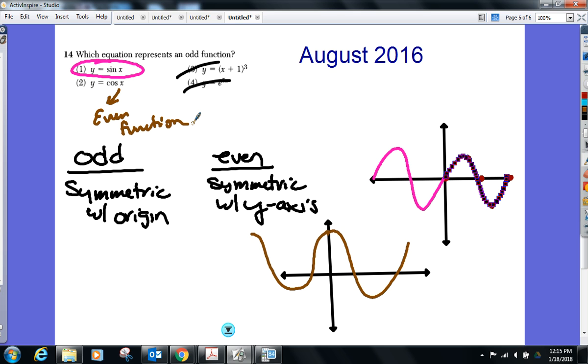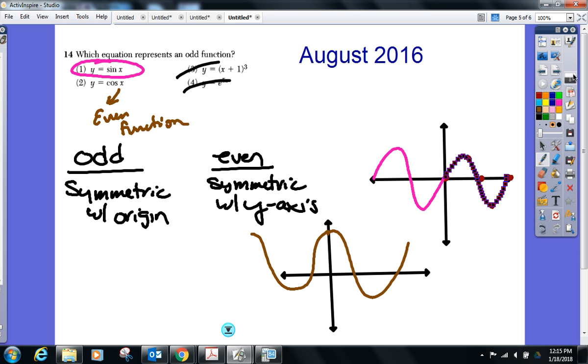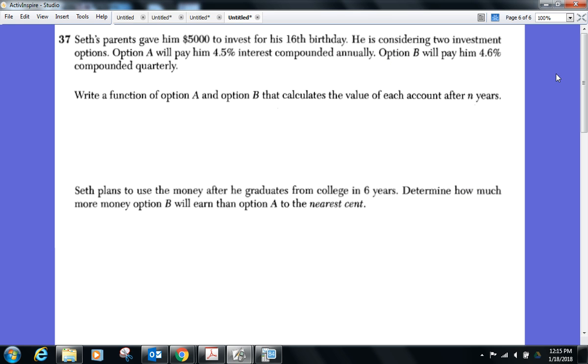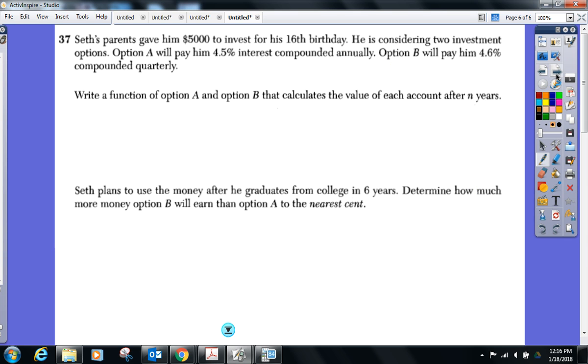Other questions from you guys? All right, we've got one more together, and that's the big dog one, 37. I'm going to do part A with you, and then I'm going to let you and your group finish the rest, see what you can do on your own in your group.